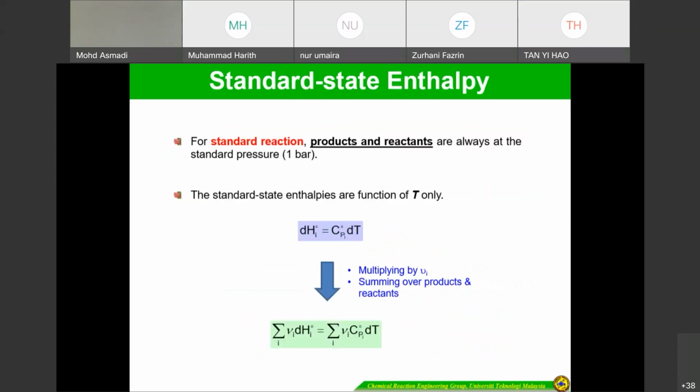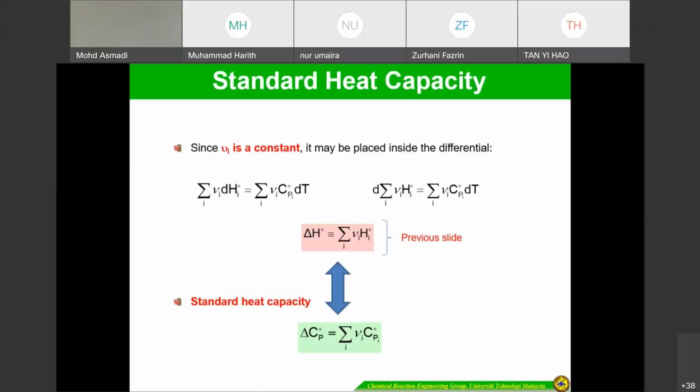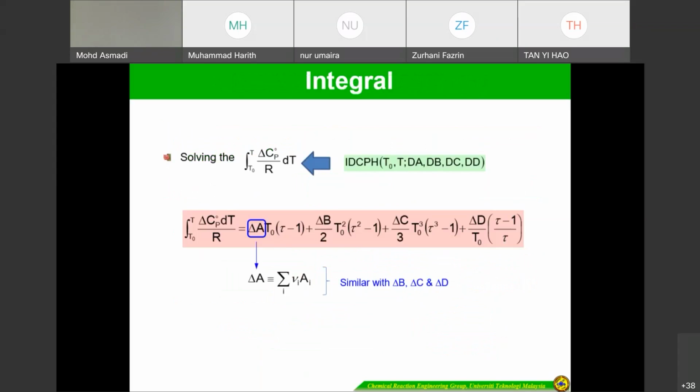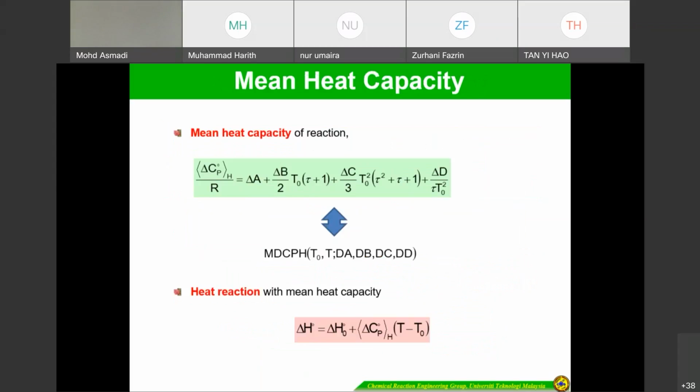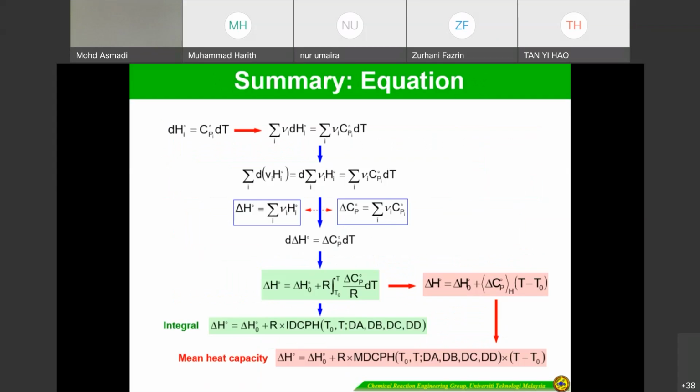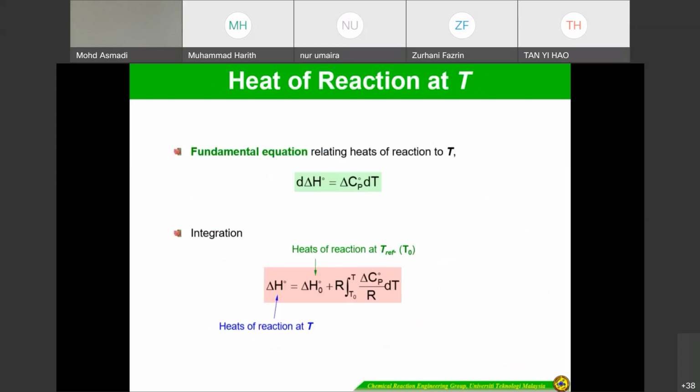Okay. What is this one? Okay. Did I already explain this one or not? Not yet.